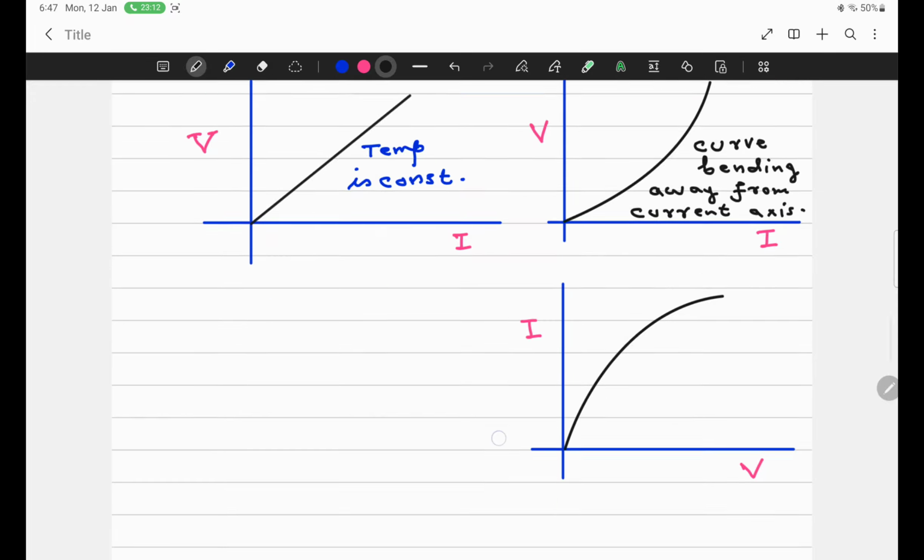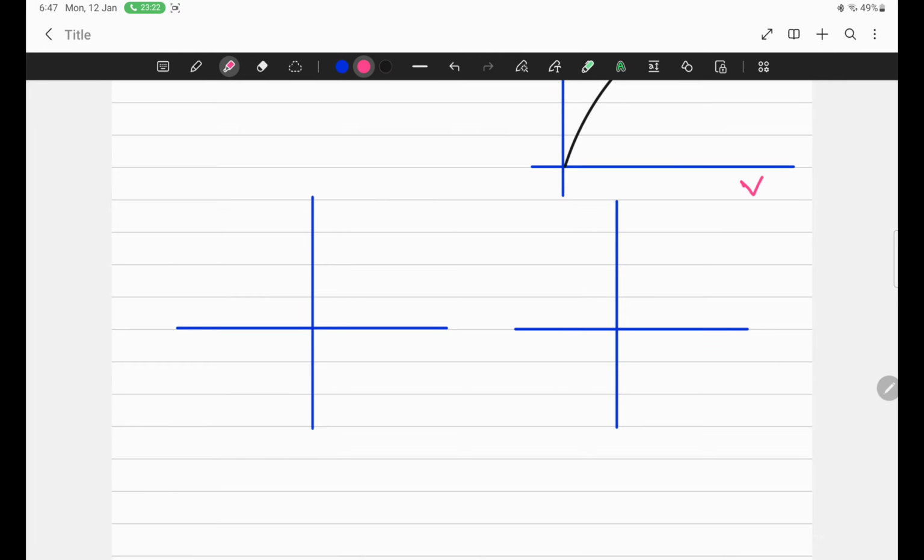And one more thing in your A-level physics, which we do not study in IGCSE. If the temperature is constant, then the graph is a straight line passing through origin, and you will draw the graph in the first quadrant as well as in the third quadrant.